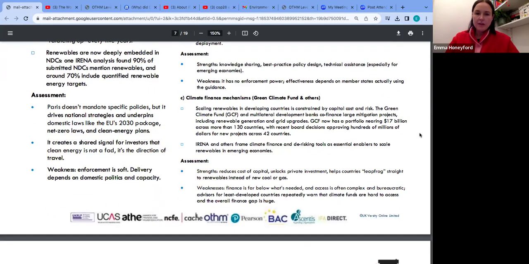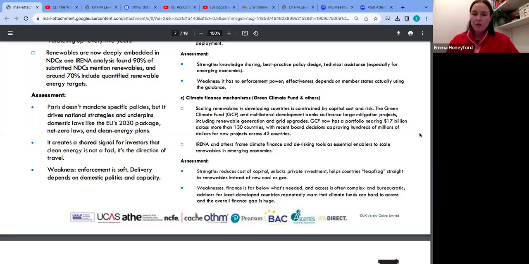And then we have C, climate finance mechanisms, so we have the Green Climate Fund and others. Scaling renewables in developing countries is constrained by capital cost and risk. The Green Climate Fund and Multilateral Development Banks co-finance large mitigation projects, such as renewable generation and grid upgrades. IRENA and others frame climate finance and de-risking tools as essential enablers to scale renewables in emerging economies. An assessment of this mechanism would be that it reduces the cost of capital, unlocks private investment and helps countries leapfrog straight to renewables instead of new coal or gas.